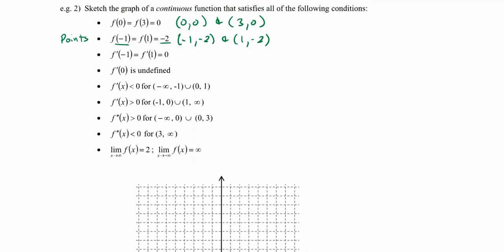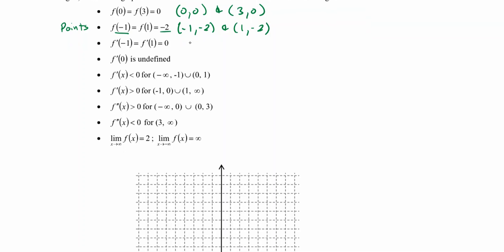Okay, next part. So it's saying the second derivative of 1 is equal to 0, and the second derivative of -1 is equal to 0, and the second derivative of 1 is equal to 0 as well. So what does that mean? Well, that means that we're going to have either a max or a min at those points, right? Because that's where the slope is equal to 0.